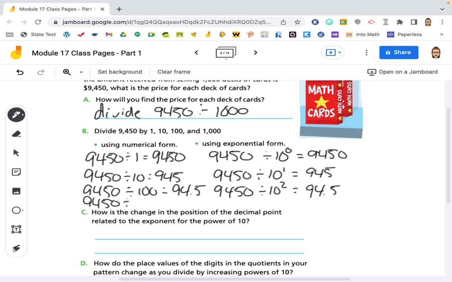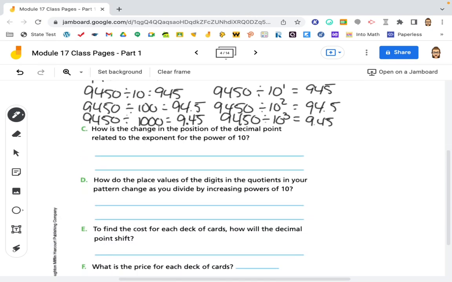So now we're going to do 9,450 divided by 1,000. Moving our decimal point 3 places to the left, starting at the end. So we're going to have 9 and 45 hundredths. That is the same thing as dividing by 10 to the third power.